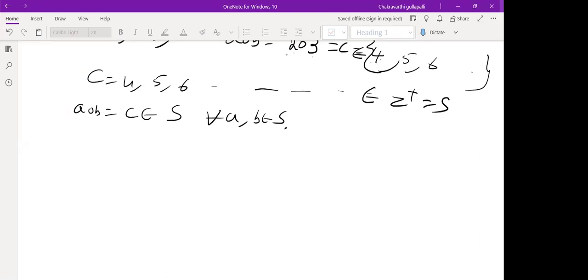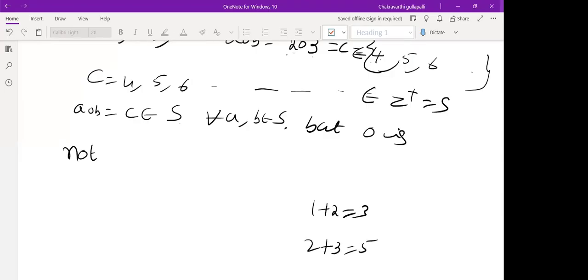So A circle B is C, where C belongs to S, but it is not binary. Circle is not binary because for 1, see, 1 plus 2 is 3 in natural numbers. 2 plus 3 is 4, 5, and so on. You get different answers. Even then, plus is a binary operation. Why? Because for one pair, you are not getting 2 answers. For different pairs, you are getting different answers.